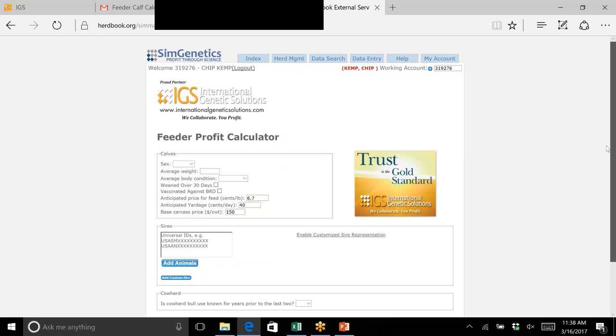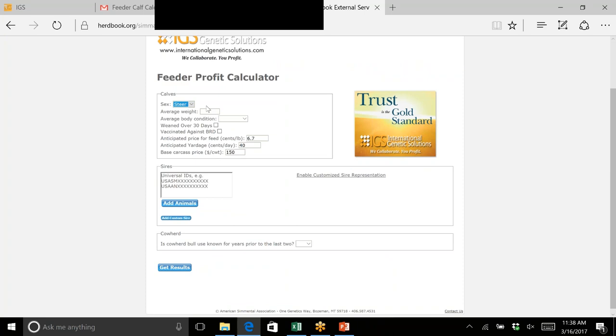It's running live. And let's just say for the sake of our conversation, we've got 575-pound steers. They're a little fleshy in this group, which is unfortunate. Let's just say the reality is prices are a little bit higher now, so we're going to call this one 175. We'll use a couple of different bulls here.